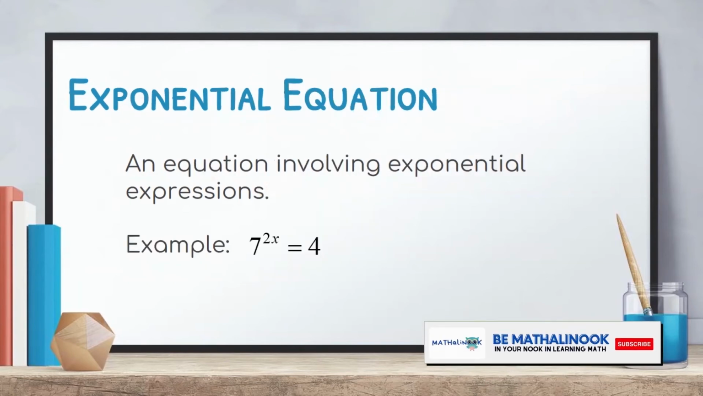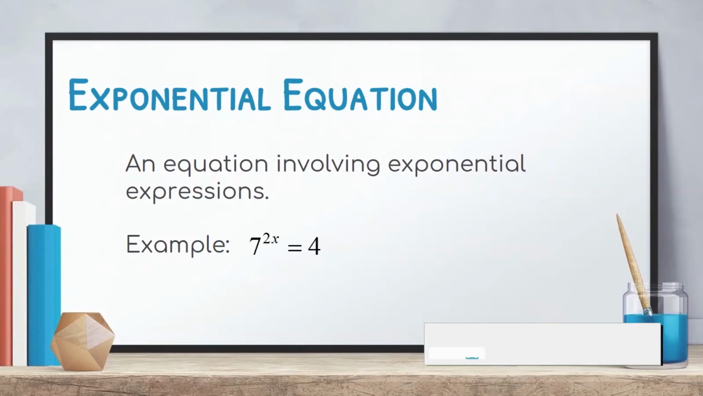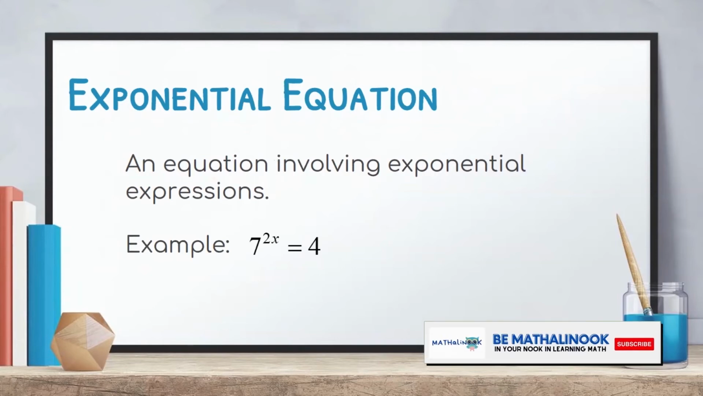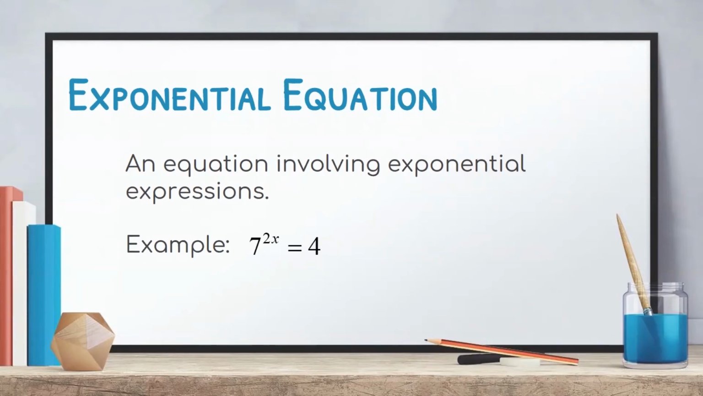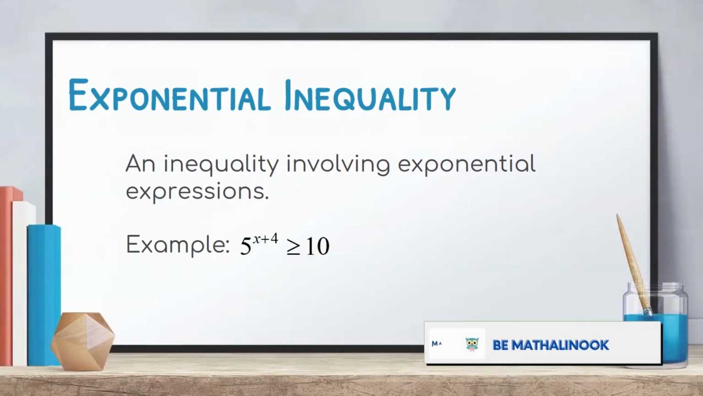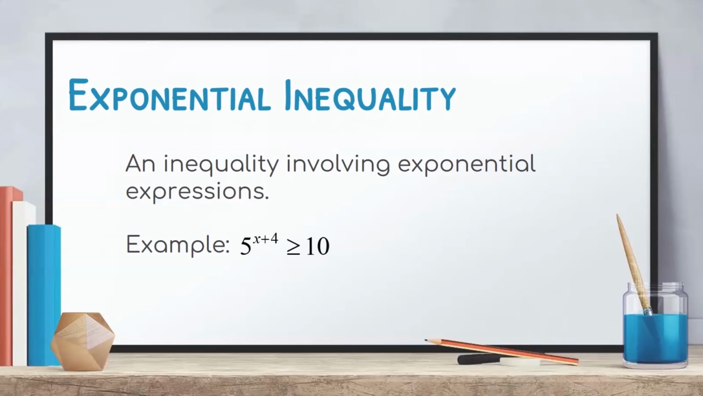Moreover, an exponential equation is an equation that involves exponential expressions. For example, 7 raised to 2x equals 4. In here, to determine that it is an exponential equation, you need to look at the exponential expression and the equal sign. Furthermore, an exponential inequality is an inequality that involves exponential expressions. For example, 5 raised to x plus 4 is greater than or equal to 10.